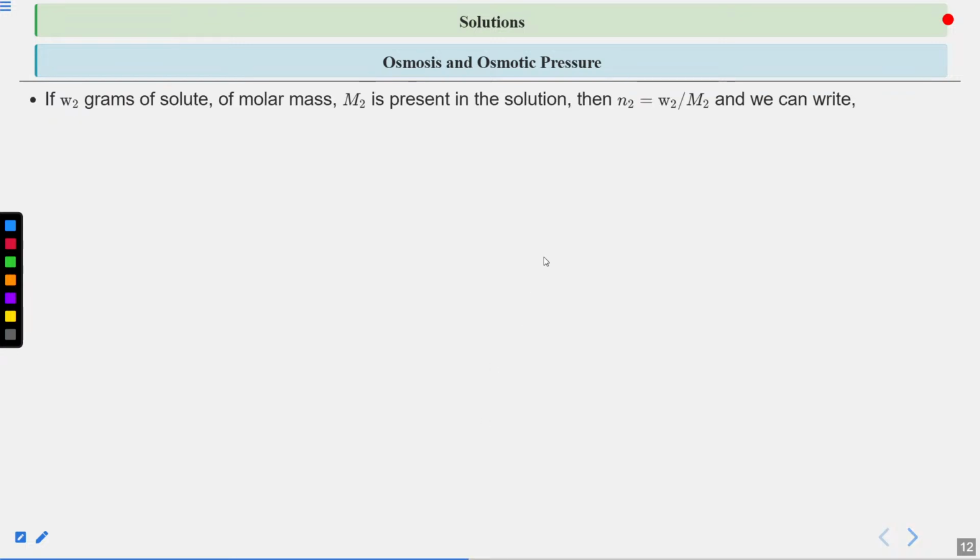Now if we keep on substituting the values, similar to our previous colligative property, you will get pi into V is equals to W2 into RT by M2. You can just try this sum by yourself. It's very easy to understand by substituting n2 values. You will get M2 is equals to W2 into RT by pi.